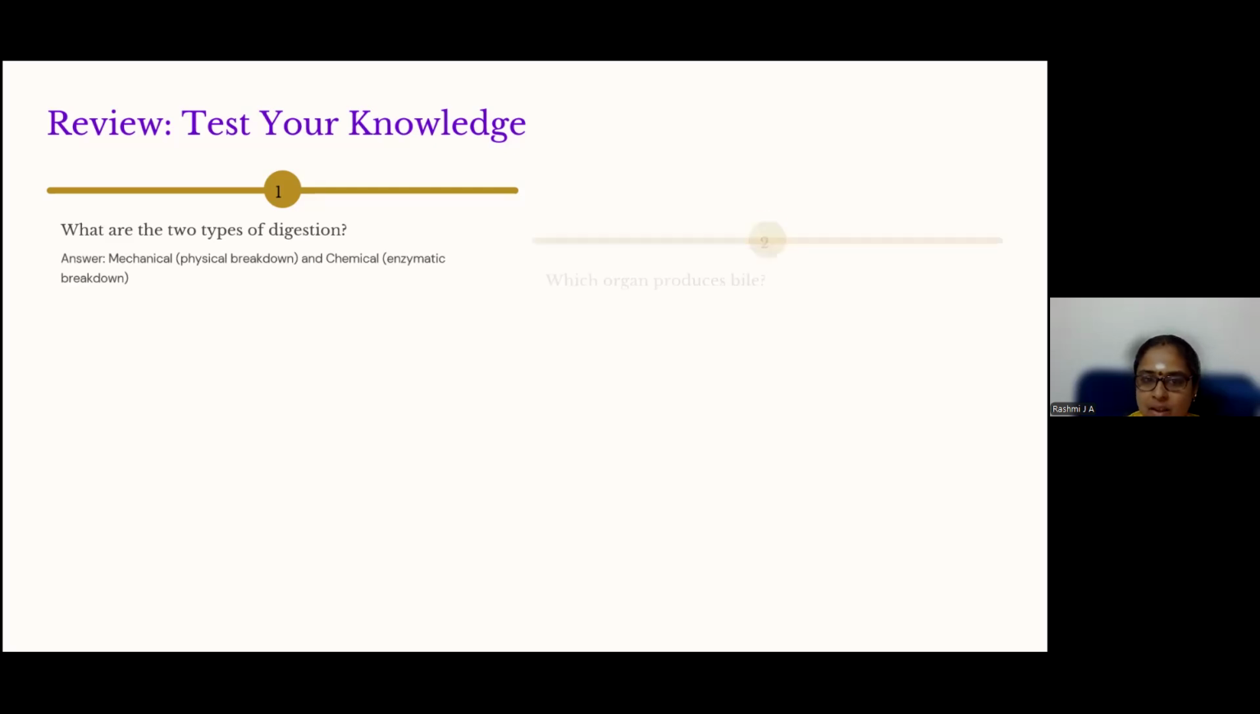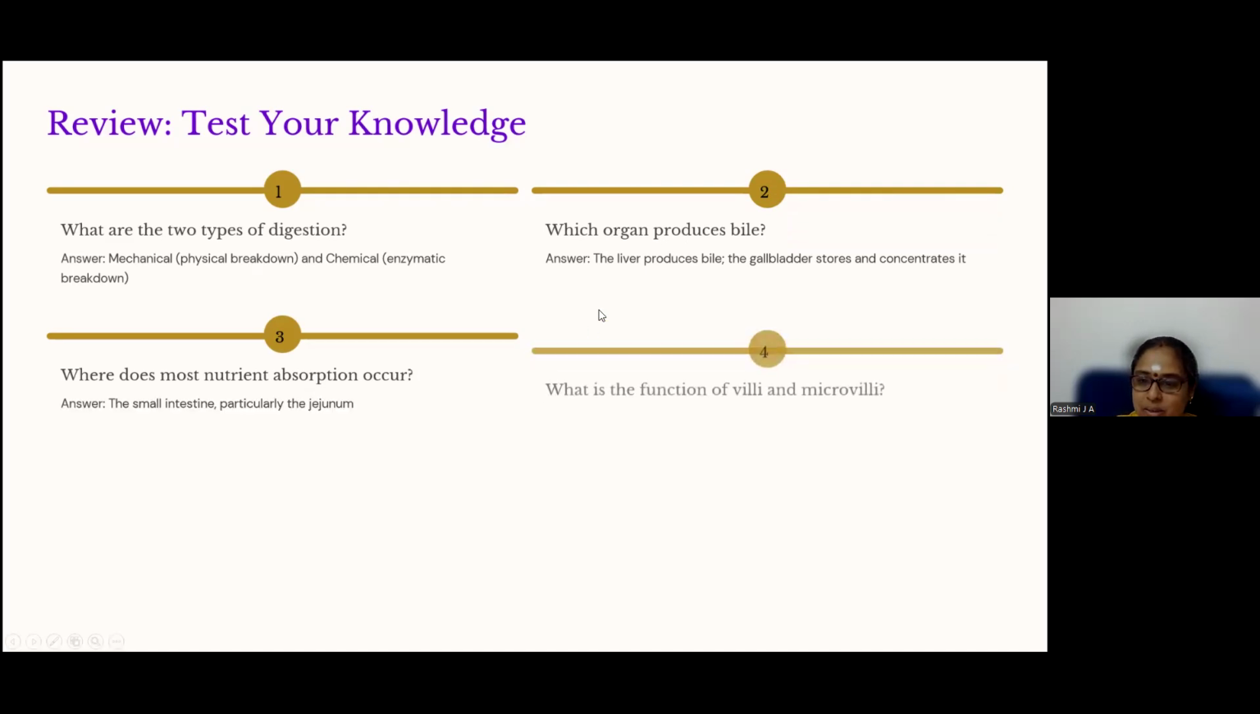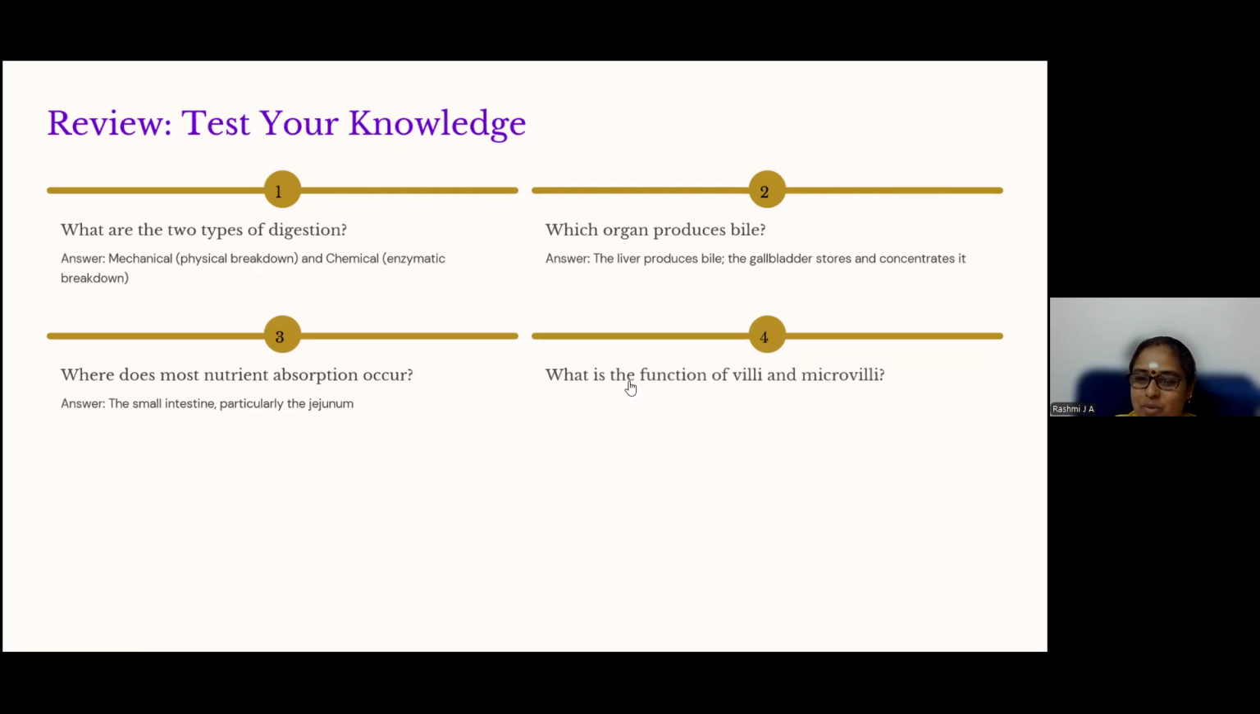So the second one, which organ produces bile? Liver. Where does the bile get stored? Gallbladder. Good. The gallbladder is only storage and it concentrates it. Only the liver secretes the bile. Then where does most nutrient absorption occur? Small intestine, jejunum part. Very good, super.